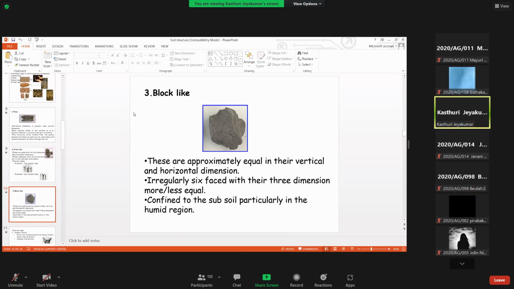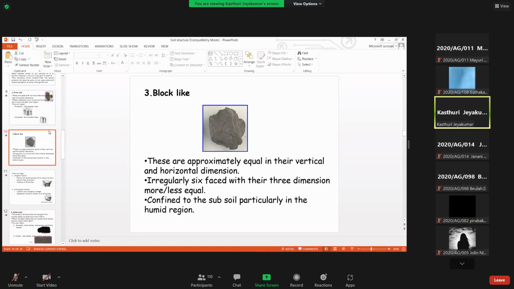Okay, so the platy-like structure, the horizontal dimension is higher than vertical one. Prism-like structure, vertical is higher than horizontal one, and block means like square. Okay, here all vertical and horizontal dimensions are same. Okay, these things are needed.